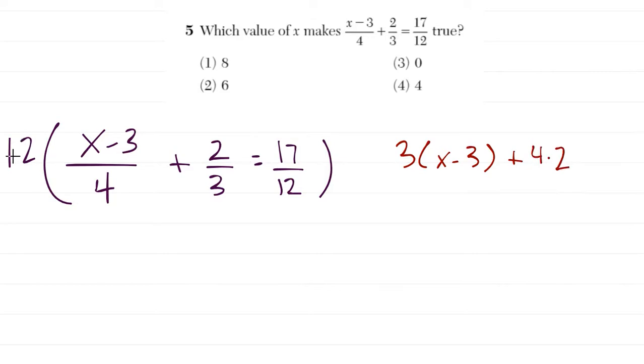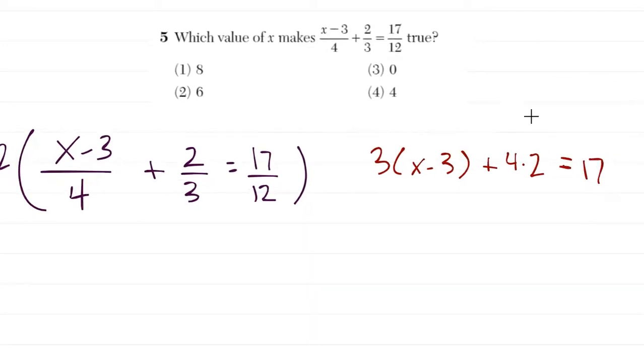And then equals, so if you look, 12 times 17 over 12 on the bottom, the 12s just cancel each other out automatically, and we're just left with the 17. So that is really convenient. Equals 17, and now this just looks like a normal linear equation that we solved before. So let's distribute this 3. We would get 3x minus 9 plus 8 equals 17.